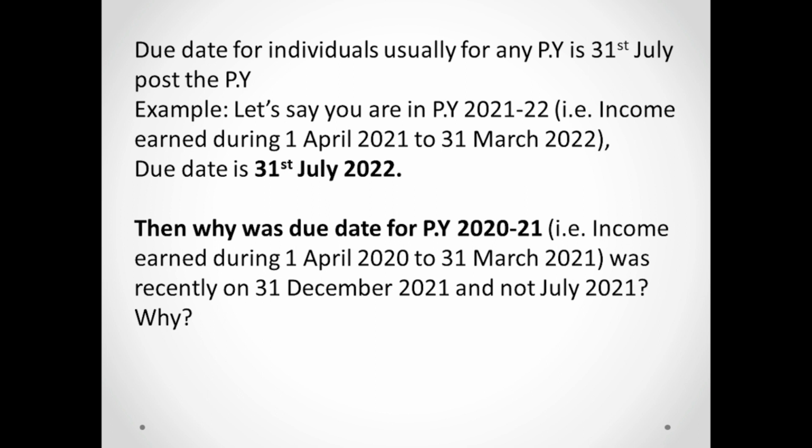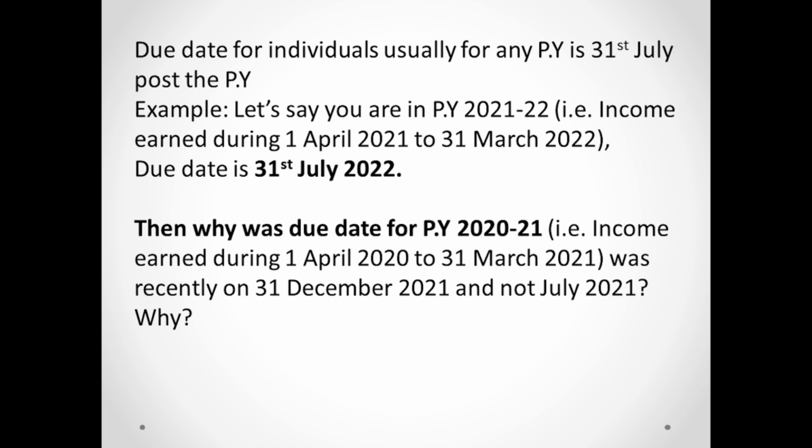For any previous year, the due date is 31st July of the assessment year. That is nothing but post the previous year. So example, let's say you are in previous year 2021-2022, which means income pertains to 1st April 2021 to 31st March 2022. Its due date is 31st July 2022.